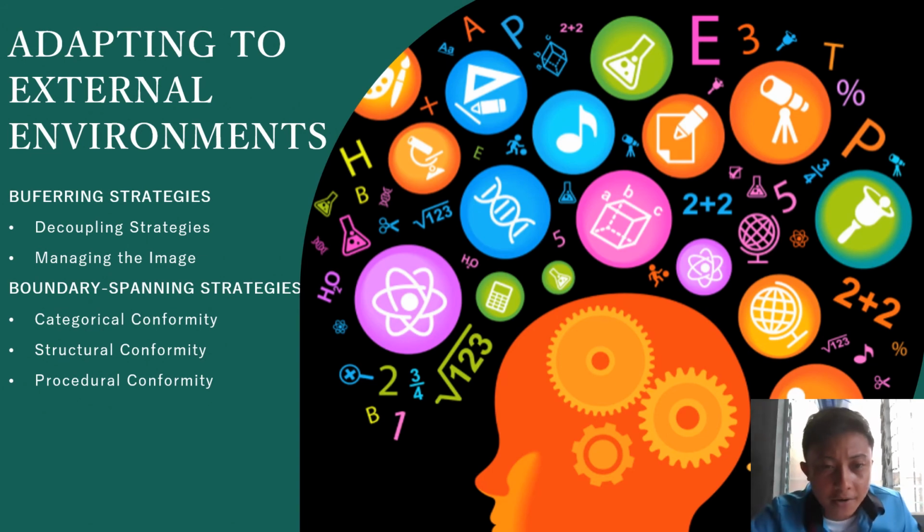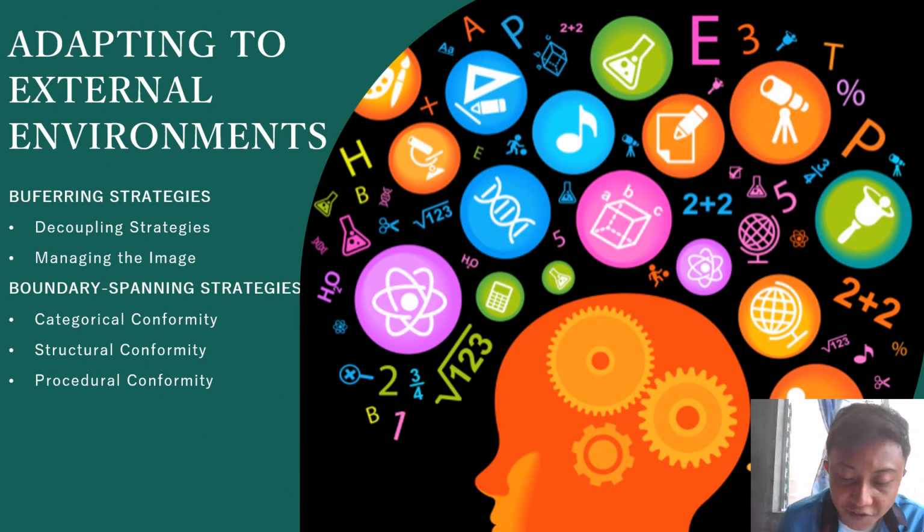So, adapting to external environments: buffering strategies, decoupling strategies, and managing the image. In boundary spanning strategies, there is a categorical conformity, structural conformity, and procedural conformity. So what is decoupling strategies? To those not in the know, decoupling is using different suppliers for your marketing, communications, creative, and production needs, rather than placing your eggs in an often expensive single agency basket. Decoupling thus takes place when different asset classes that typically rise and fall together. An example of that is our price hike of gasoline. There is a rise and fall together.